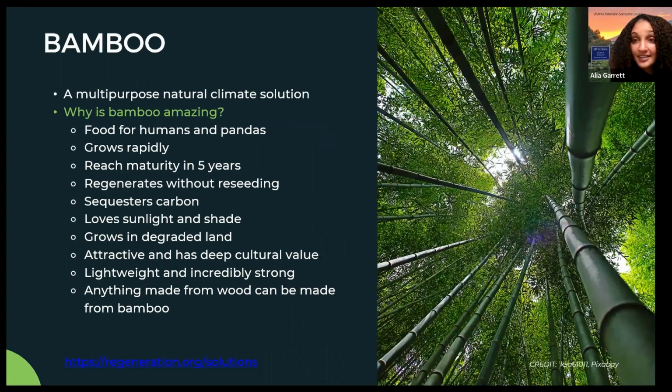Bamboo. I love bamboo. I can't get over how amazing it is. It's a multi-purpose natural climate solution. So why is bamboo amazing? It's food for humans and pandas. It grows rapidly and reaches maturity in 5 years. It regenerates without reseeding. It sequesters carbon. It loves both sunlight and shade. It grows in degraded land. It's attractive and also has deep cultural value. It's lightweight, yet incredibly strong, and anything made from wood can be made from bamboo.